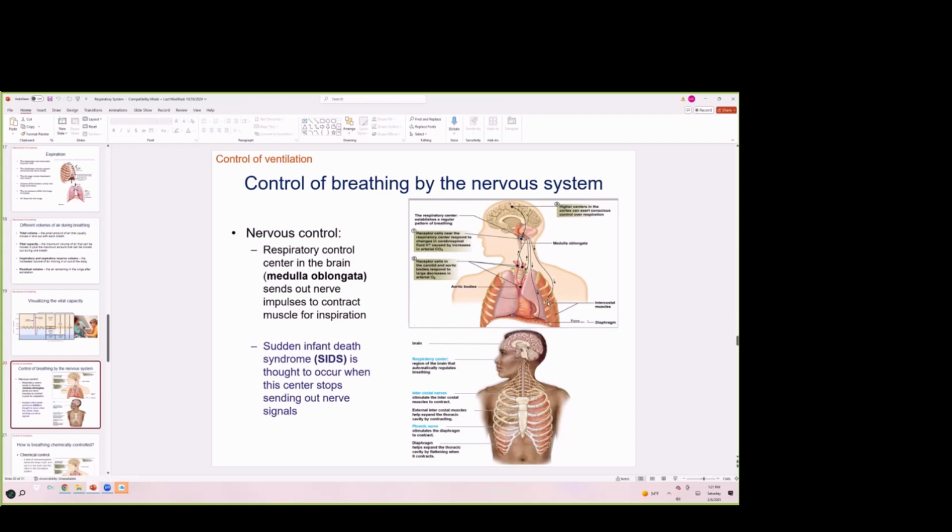But having this autonomous control of how we breathe also has some issues. Like we have some situations where babies die in the crib while they were sleeping, and the explanation they suggest is because this center that automatically controls how they breathe, something happens to it and they are unable to breathe.